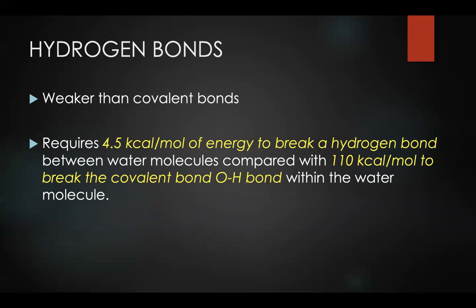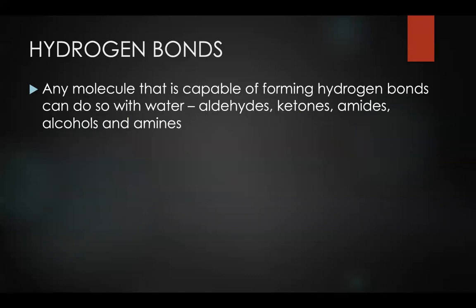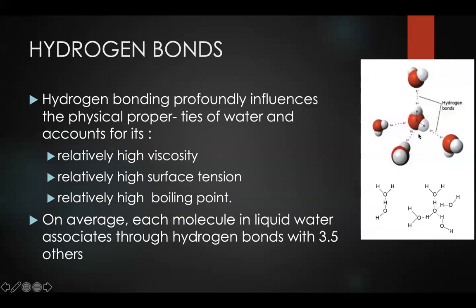But in hydrogen bonds, you only need 4.5 kilocalories. So it is much weaker. Okay, so let me go back. This is the chemical structure of water. Again, oxygen is bonded to hydrogen. And this is not a hydrogen bond. This is a covalent bond because hydrogen is actually sharing an electron with oxygen and vice versa.